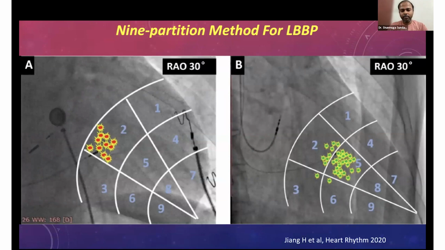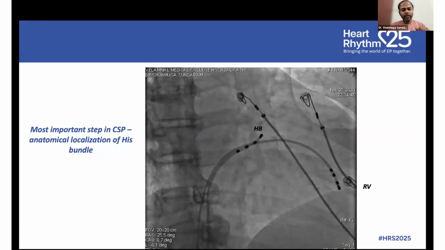So if you want to get into the His bundle, you have to go into zone 2, and if you want to go into the left bundle, you have to go into zone 5. So this is probably easy. You don't have to have an EP catheter, or a His bundle catheter, to localize the His. Just partition the right ventricle in RAO view into 9 segments and target the middle segment to get into the left bundle.